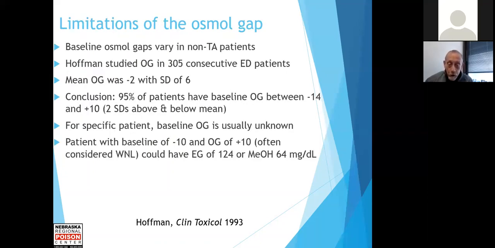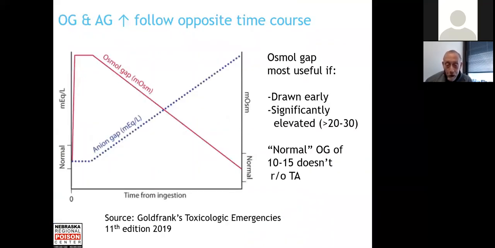It's not that great a test for other reasons as well. For somewhat unclear reasons, some people at baseline can actually have a negative osmol gap, and they might have a toxic alcohol ingestion of concern and seem to have kind of a not very high osmol gap of 10 or so, but it still might be a problem. So it's just kind of a lousy test. An additional problem is these people who ingest toxic alcohols often have an altered mental status, and we're not sure about the time of ingestion.